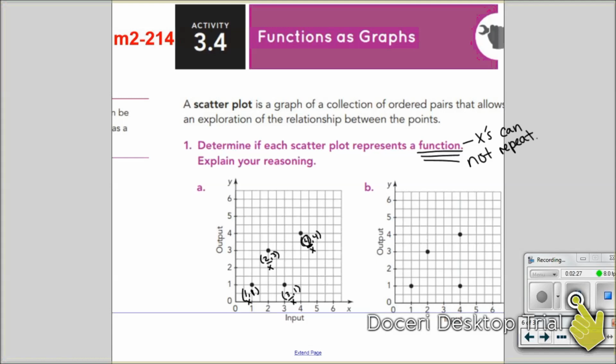We had a 4 on our last point. We had a 2. We had a 3. And we had a 1. So if we look at those values, did any of those x values repeat? Well, hopefully we said no, none of those repeat. So our answer for A is that A represents a function because no x values repeat.